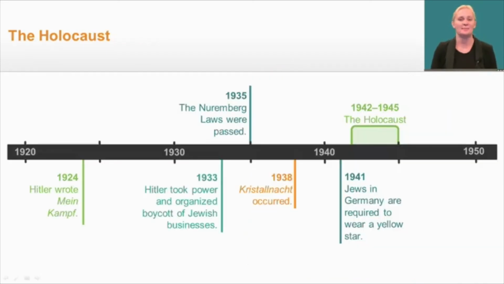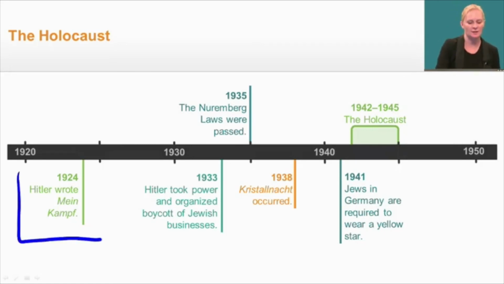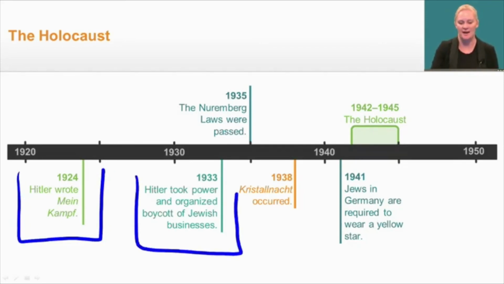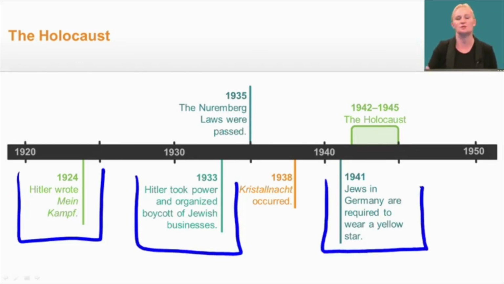You can see on a timeline how long it took some of these ideas to take hold. In 1924, Hitler wrote Mein Kampf, or My Struggle, while he was imprisoned. Then you can see in 1933 when he took power. In 1941, when the Jews in Germany were really discriminated against and forced to wear a yellow star. And then from 1942 to 1945 when we experienced the Holocaust.